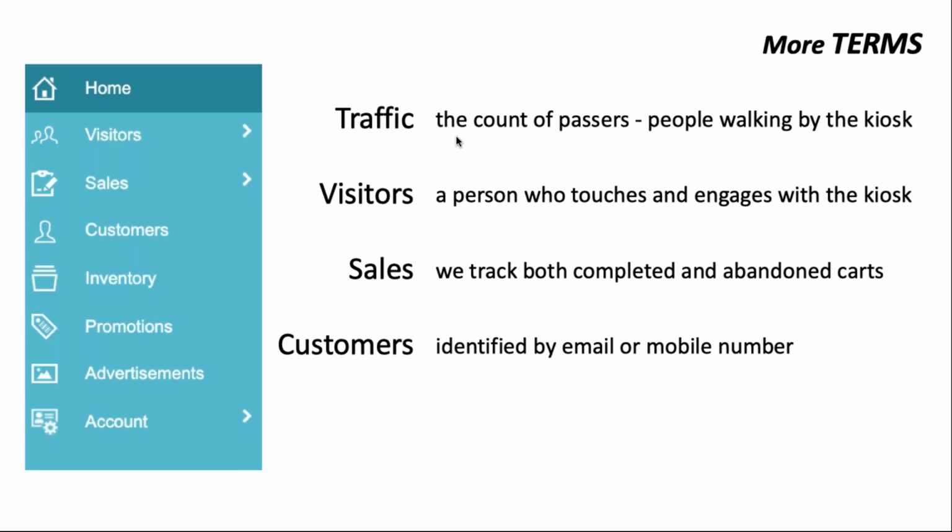Sales are purchases that were completed and abandoned. If they add something to the cart, that is a sale. But then it'll tell you the conversion rate based on if they actually purchased. The customer, they can be identified by their mobile number or their email, and they have to give that to you.